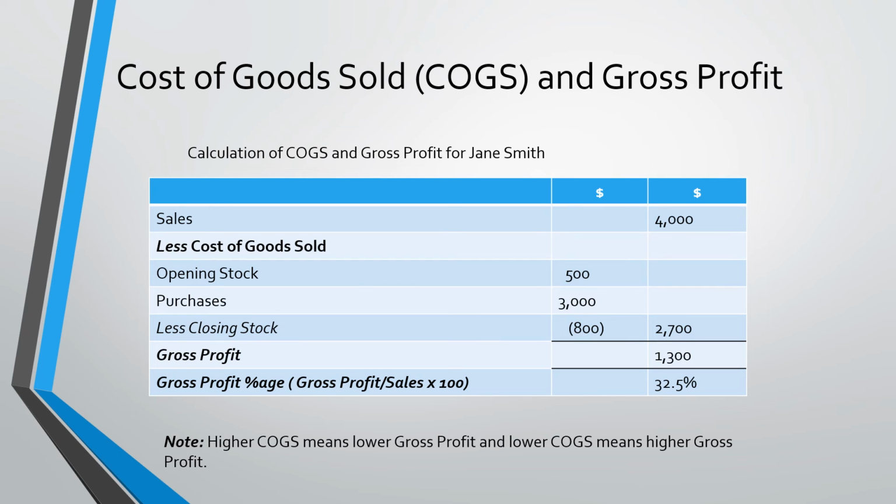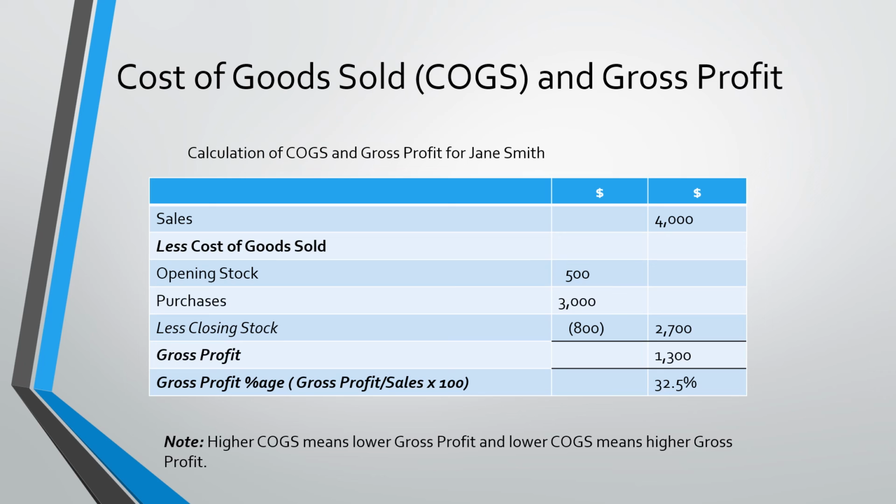So this is how you will calculate it. So you wrote sales up at the top, less cost of goods sold, which is opening stock, plus purchases, less closing stock. That's 2,700. Gross profit is difference between 4,000 and 2,700, which is 1,300.